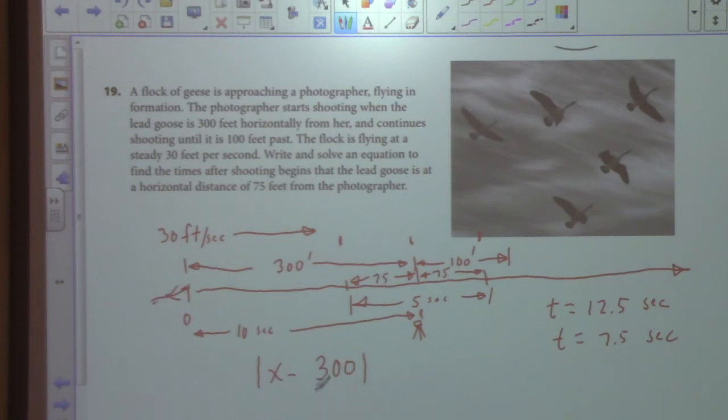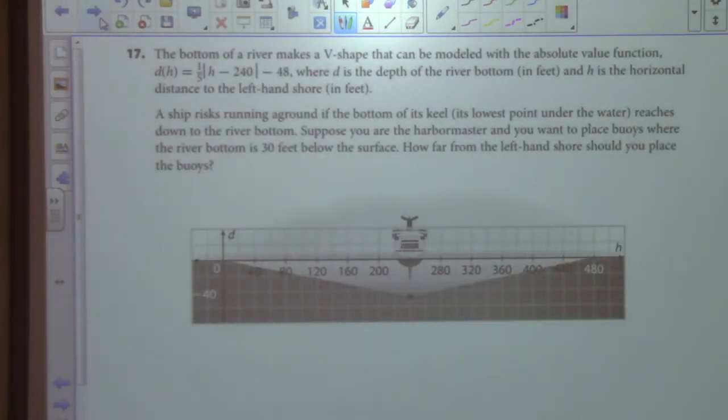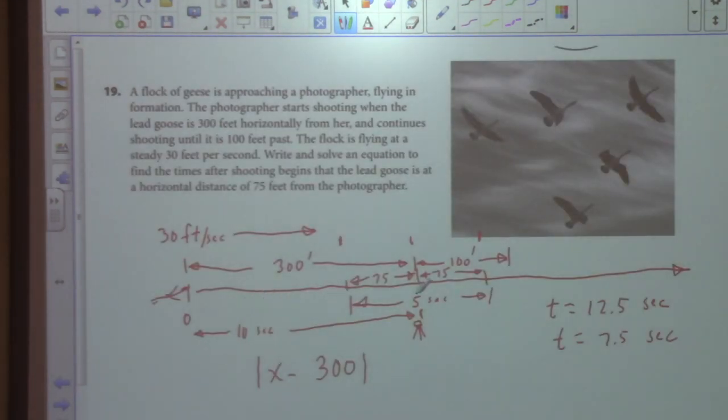Because the camera's 0, right? Yep, yep. But see here, we went right. No, the camera's not at 0. Camera's not 0? The camera is at 300. Oh, see? And so 30 feet per second. That's right. So that'd be, would 30 go here, or whatever?